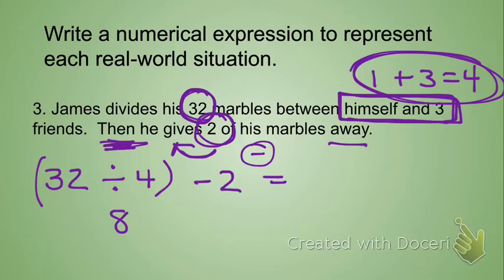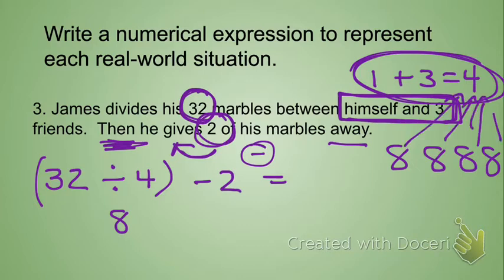So if you think about it, he gave 8, 8, 8, 8, right? To each one of his friends. They all have 8 marbles, right? His 4 friends, they each got 8 marbles of his 32. And then what did he do?